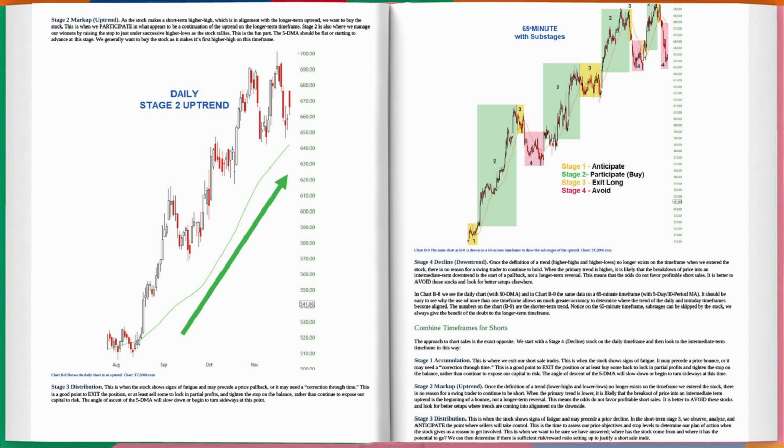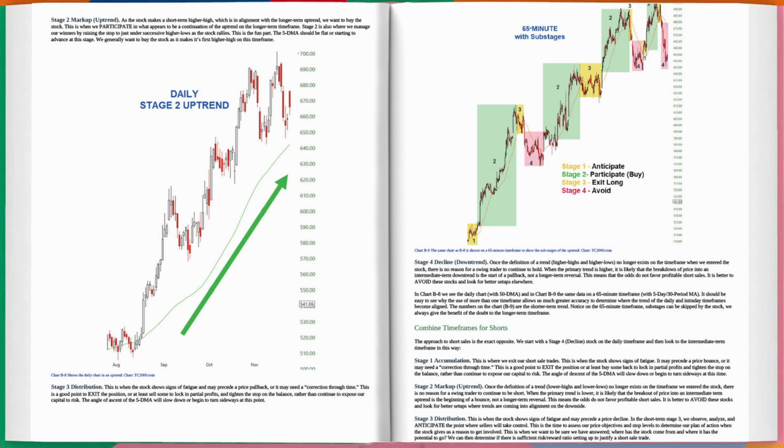Combined time frames for shorts. The approach to short sales is the exact opposite. We start with a stage 4 decline stock on the daily time frame and then look to the intermediate-term time frame in this way, stage 1 accumulation. This is where we exit our short sale trades.